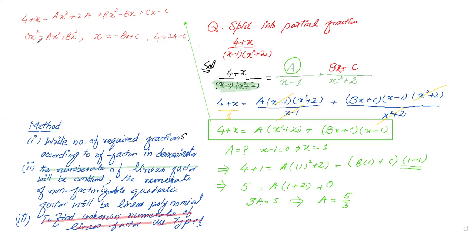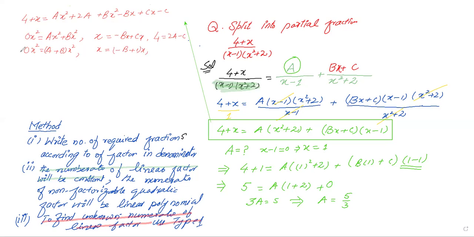Now you have to take common. 0x square will remain as it is, so a plus b, and x square is taken as common. Similarly, over here, x is taken as common, so I will get minus b plus c into x. And the last term will remain as it is.